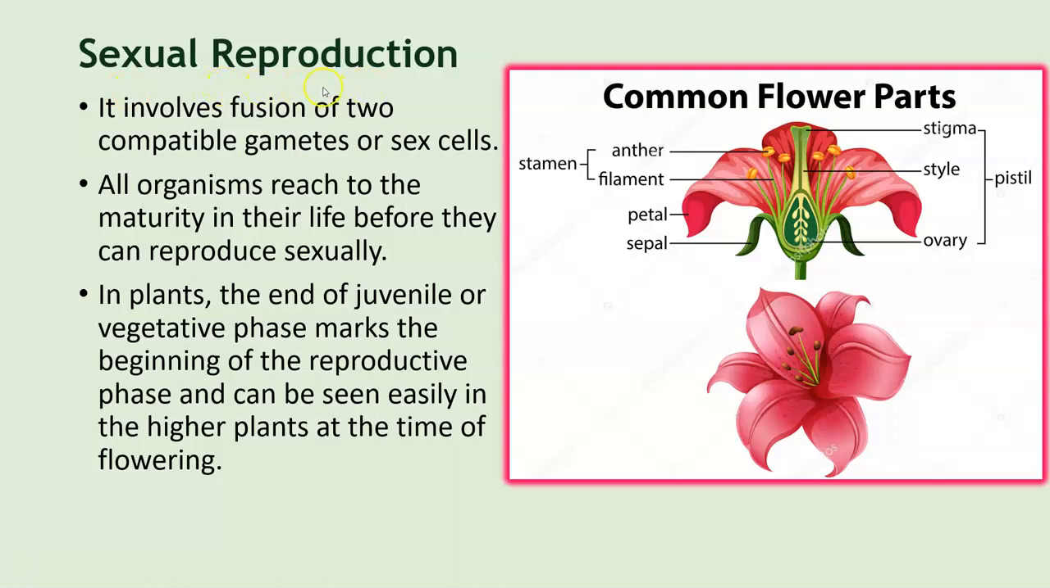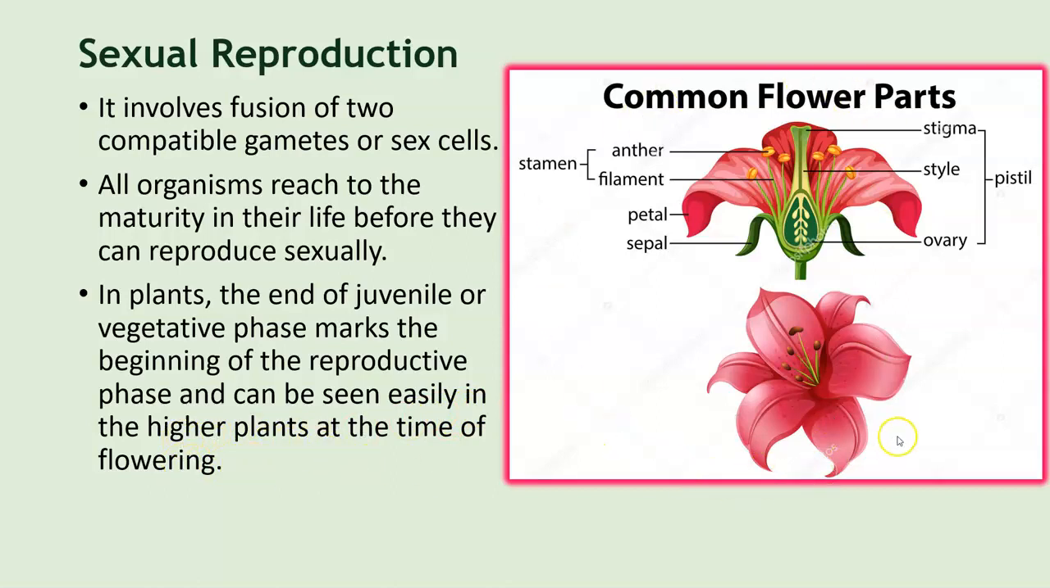Sexual reproduction, especially in flowering plants, involves fusion of two compatible gametes or sex cells. All organisms reach maturity in their life before they can reproduce sexually. In plants, the end of the juvenile or vegetative phase marks the beginning of the reproductive phase, and it can be seen easily in higher plants at the time of flowering.